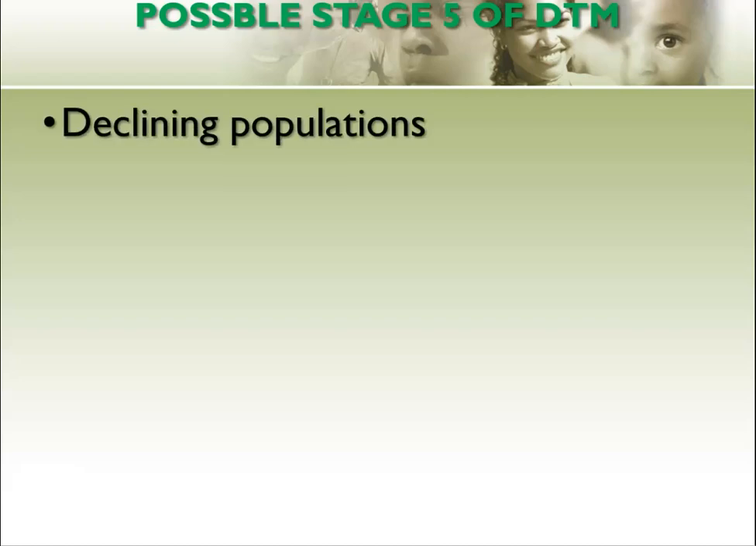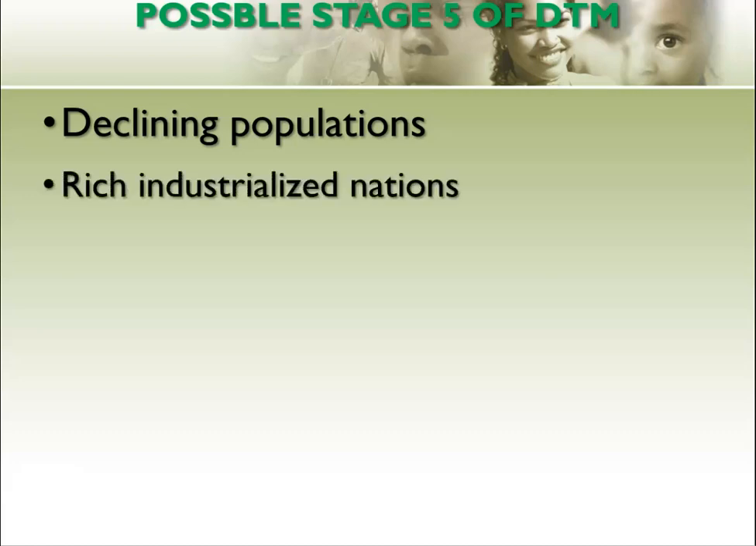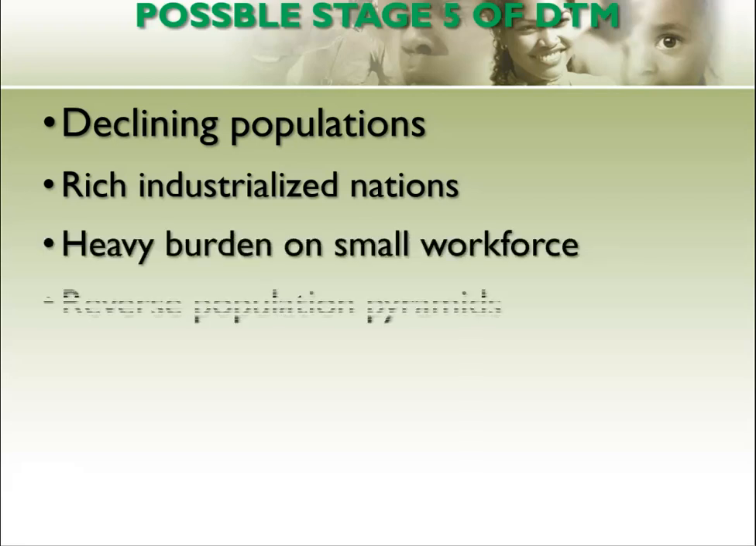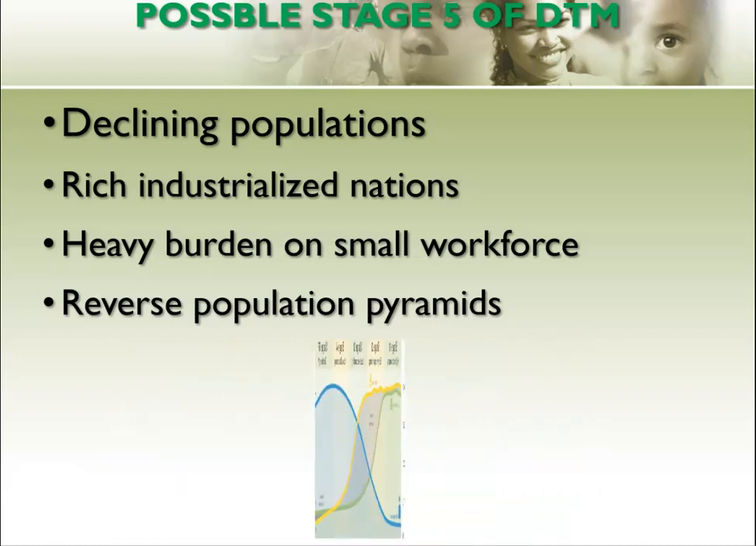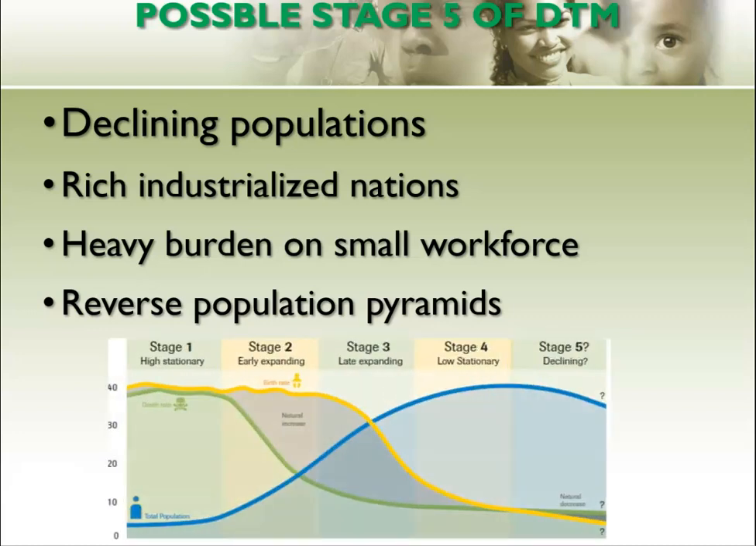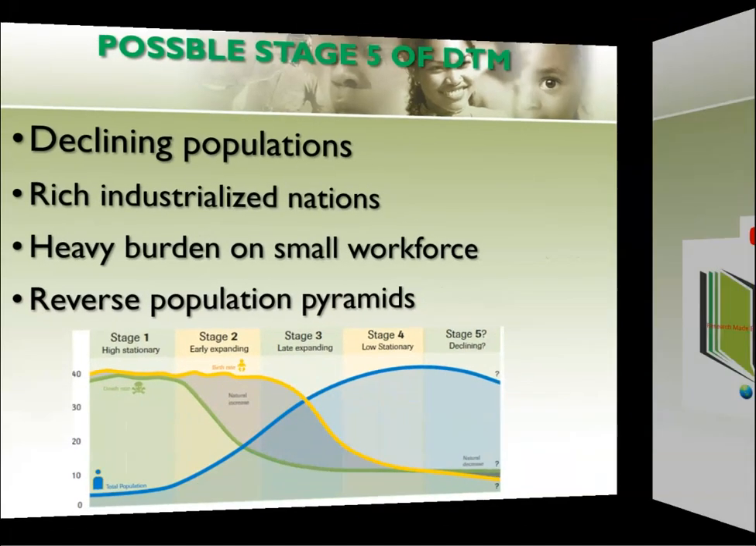Finally, we have stage 5 of the demographic transition model. In this stage, the overall population is going to decline. This is in rich industrialized nations. Heavy burden on a small worker force. Reverse population pyramids may also cause the possible stage 5 of the demographic transition model. And again, there are 5 stages of the demographic transition model.